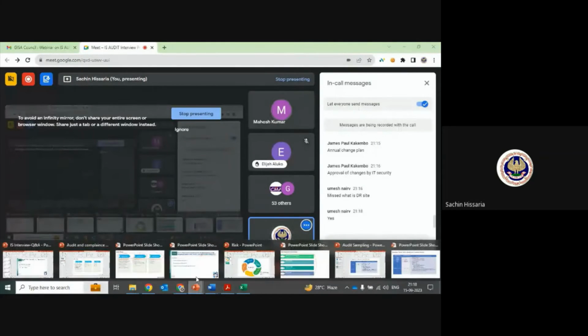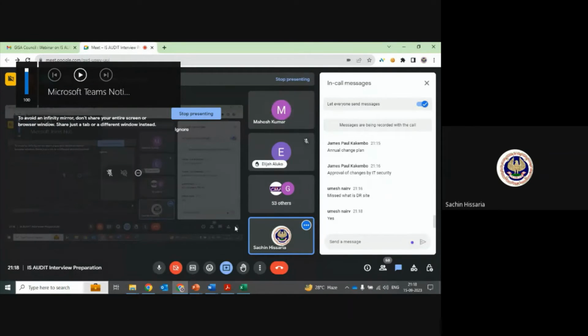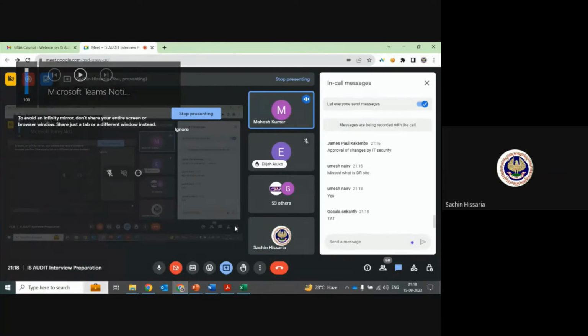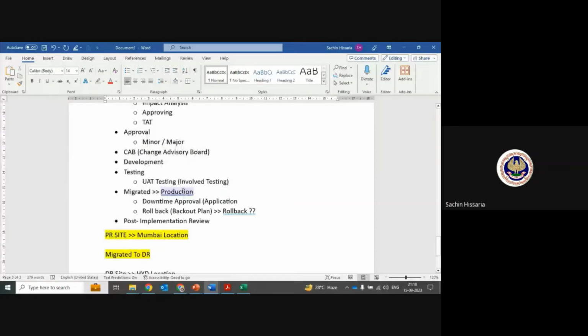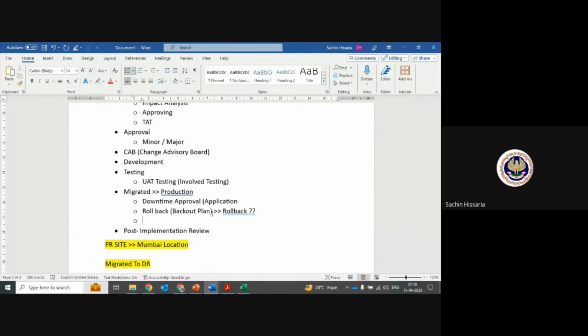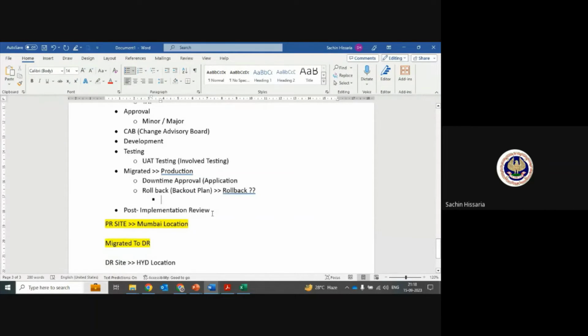Somebody is saying something: the rollback plan, Mahesh. So basically, what is a rollback plan? Whenever we implement any change, for example, suppose you need to implement one change to an application. Suppose you are doing some enhancement, adding some module to the application.